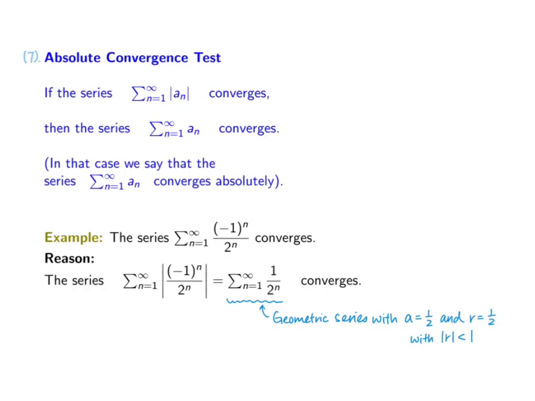Since this series is a geometric series with the starting term a equals to 1/2 and the common ratio 1/2, and since the absolute value of the common ratio 1/2 is less than 1, therefore this geometric series converges. And that is to say that this new series converges. Therefore, by the absolute convergence test, our original series, which is formed with terms equals to (-1)^n over 2^n, also converges.